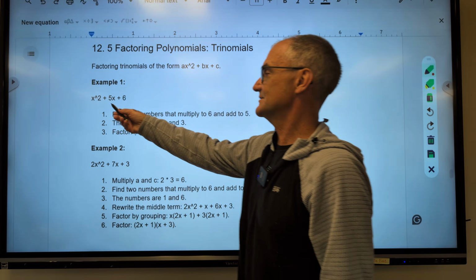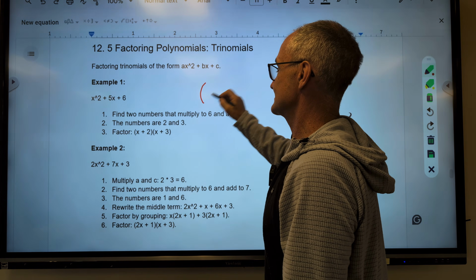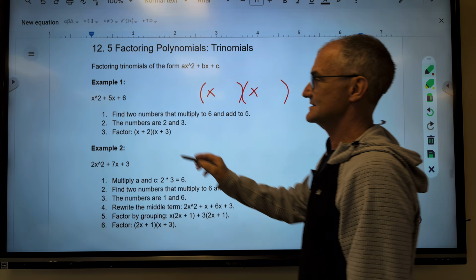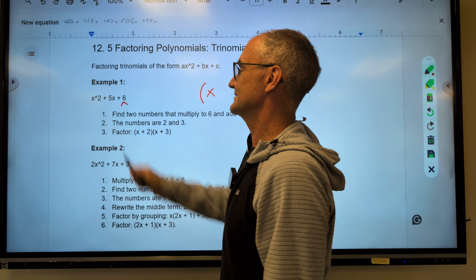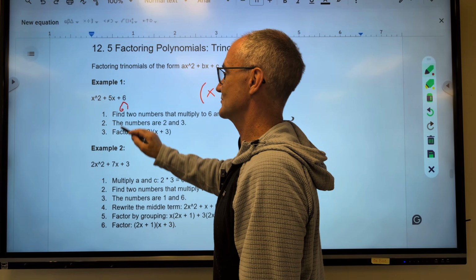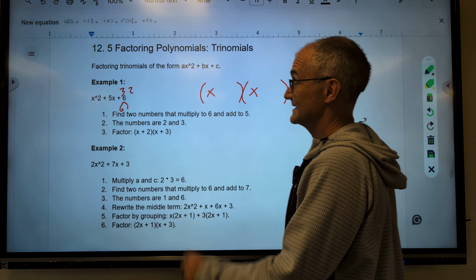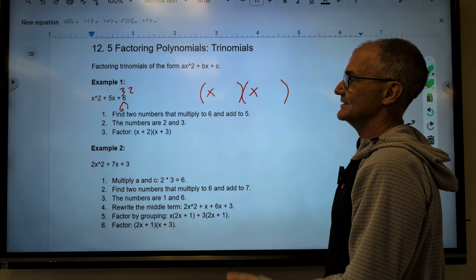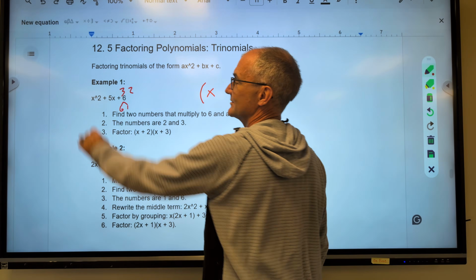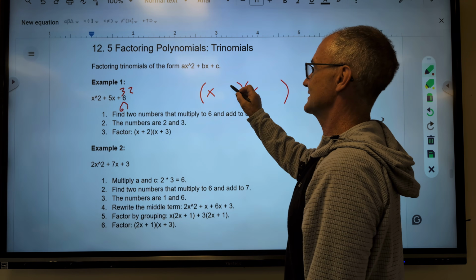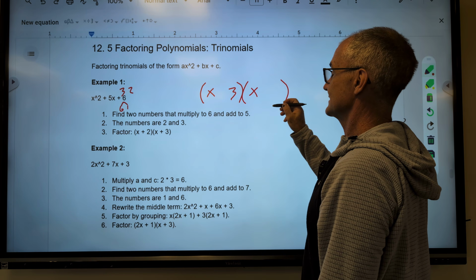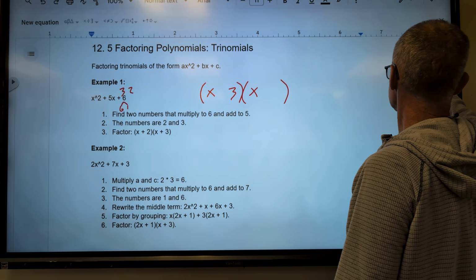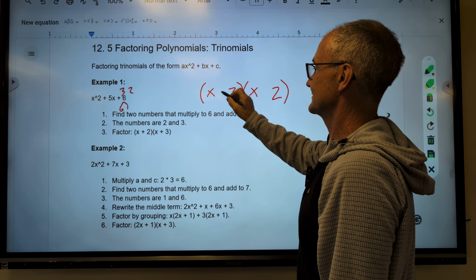So I'm looking for the factors of x squared. That is only going to be an x and an x. Then I'm looking for the factors of 6 that are going to add to 5 somehow. That could either be a 6 and a 1 or a 3 and a 2. A 6 and a 1 could give me a 5 because I could do 6 minus 1 and get 5. But that means one of them would have to be negative, and there are no negatives. So it has to be a 3 and a 2.